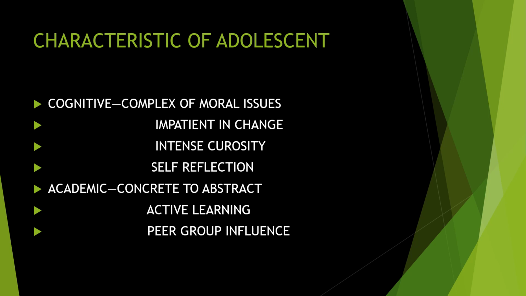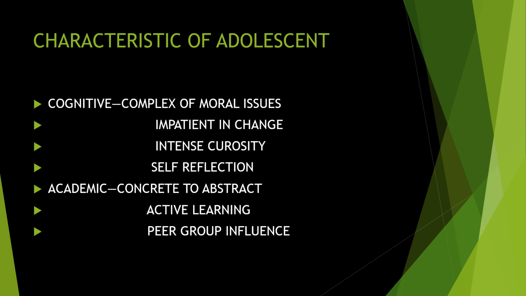An adolescent is a person who is between, mainly we consider, teenagers. Now the cognitive level: complex moral issues. They are always in confusion about which is correct, whether this is right or that is wrong. They have to find the correct moral level.